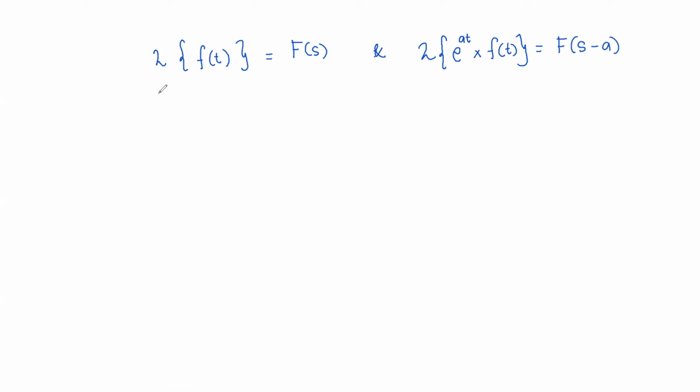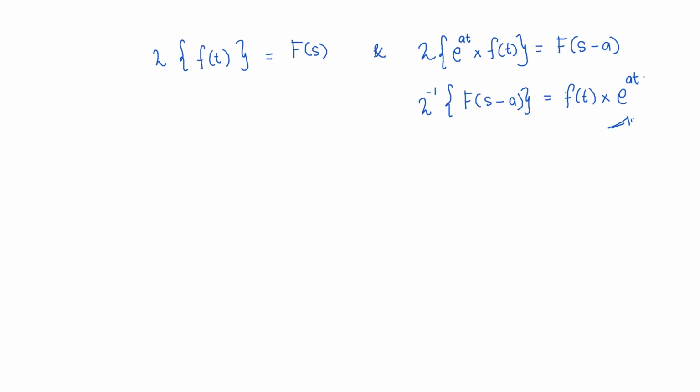The inverse of F(s minus a) is equivalent to f(t) multiplied with the kernel function again, exponential to the power of at. It's as simple as that. Now let me give you an example for this.